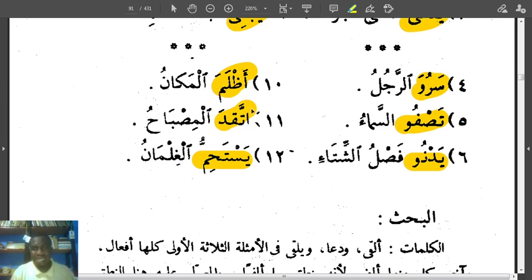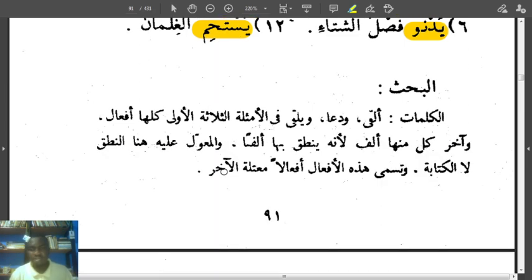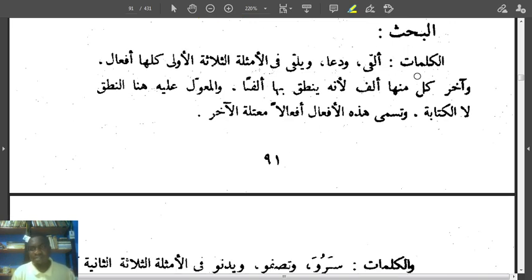And then we look at the last three. Azlama ends with mim, which is a strong letter, harfun sahih. Ittaqada, dal is also a harfun sahih. Yastahimu is also a strong letter. Okay, now let's get into the explanation. Al-Bahs. He says, Al-Kalimatu, the words alqa, da'a, yalqa.